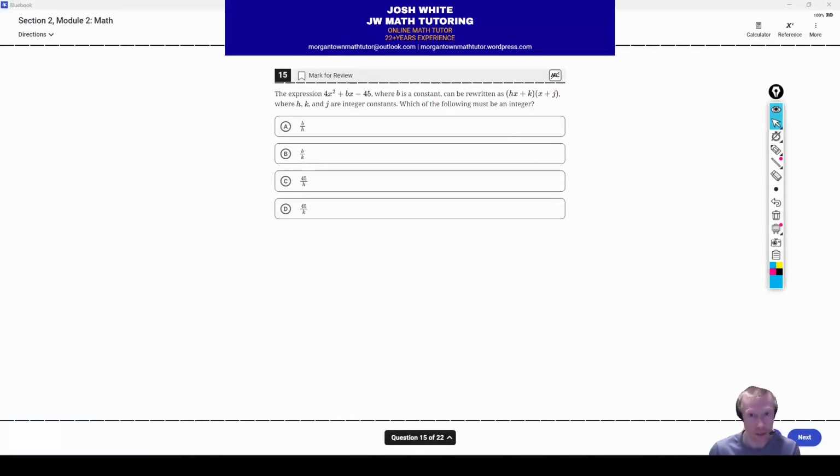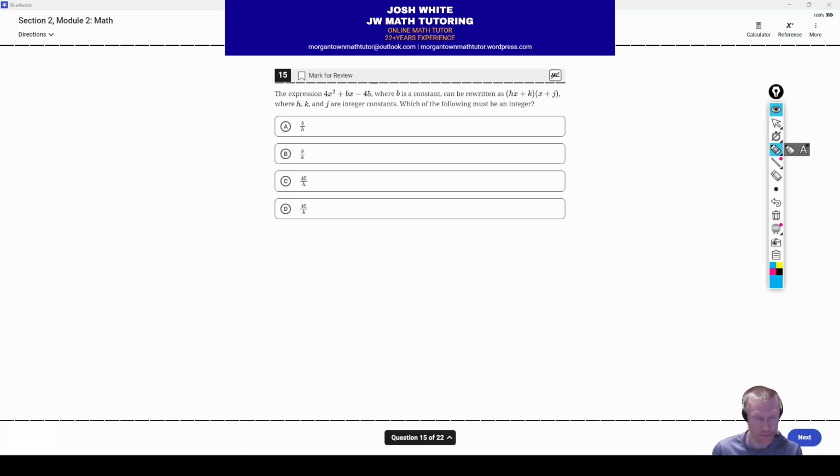Next up, question 15. We basically have a quadratic function, except they don't give us one of the coefficients, just a generic b. And then they're saying, okay, if you factor this function, which of the following expressions must be an integer? So, the easiest approach I think to take with this is just picking numbers.